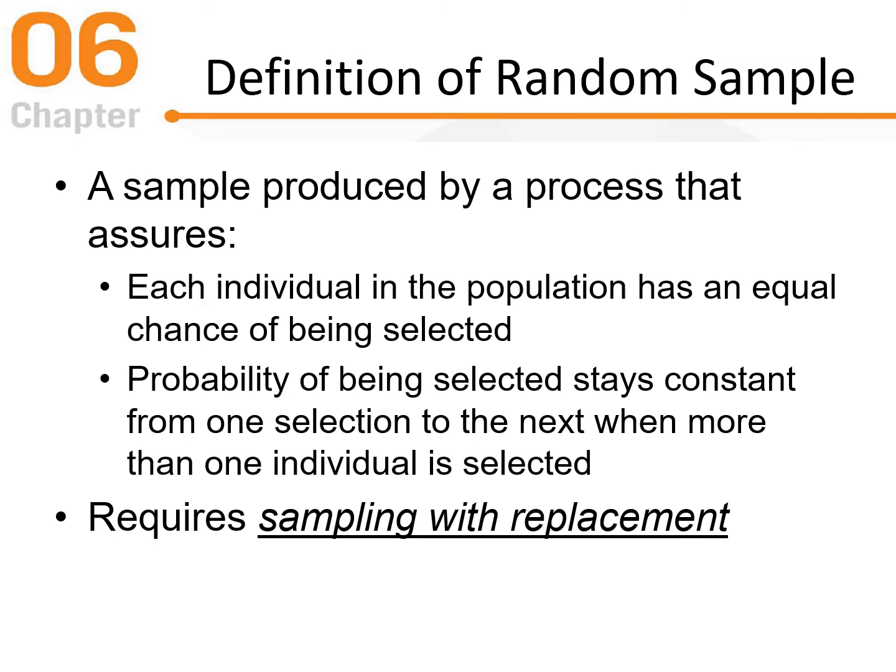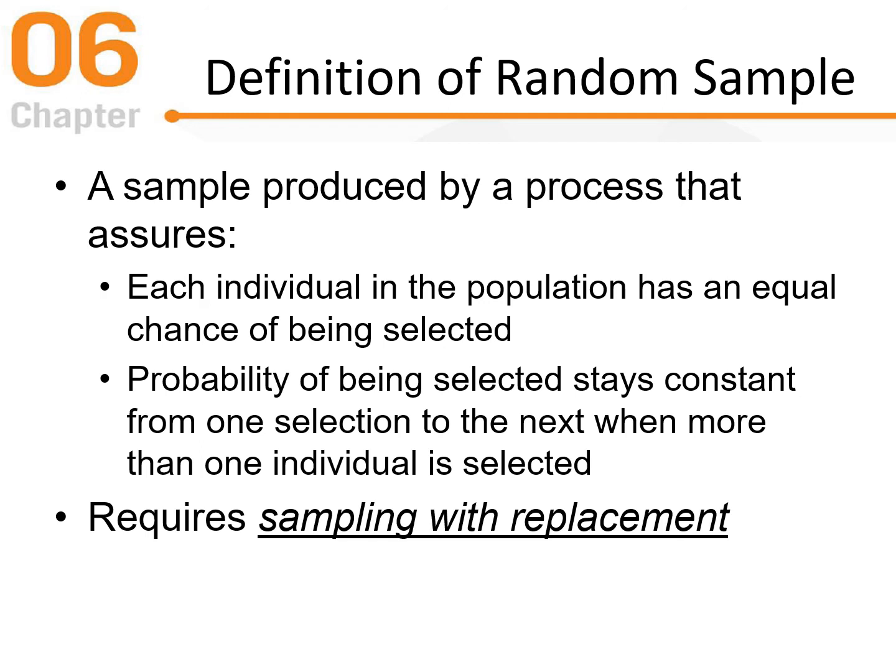A sample, and we're talking about a simple random sample here. A simple random sample is when every individual in the population has an equal chance of being selected. And the probability of being selected stays constant from one selection to the next. So this requires sampling with replacement. If you're going to draw a simple random sample, you always have to draw it with replacement. That means if you select an object, you need to replace it so that the next time you draw, you have the same probability of getting that object.